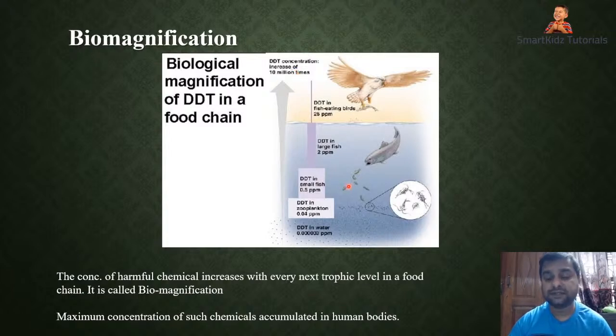So imagine a human consuming fish on a regular basis, how much of this DDT would be accumulating, and at a later stage it causes a lot of problems including cancer and so forth. Okay, so the maximum concentration of such chemicals is seen accumulated in human bodies. This is referred to as biomagnification, the accumulation or concentration of this harmful chemical in respective individuals or in respective food chain levels.